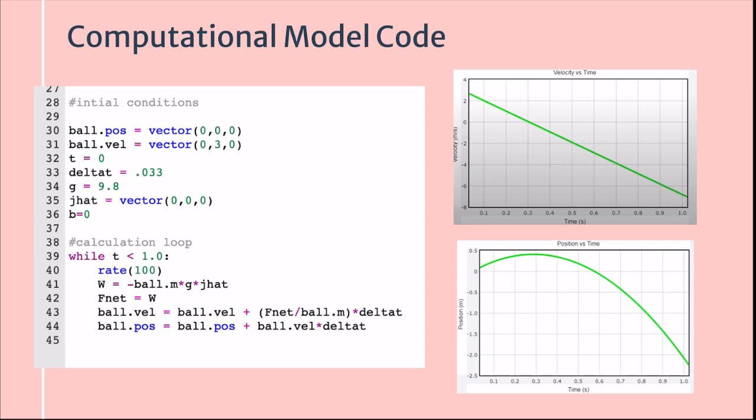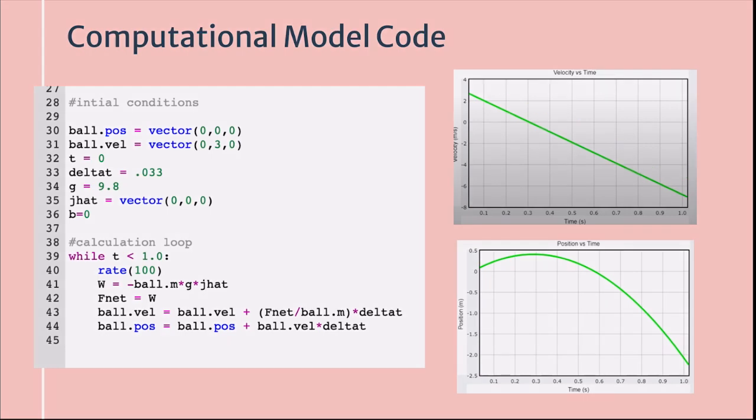The calculation loop that matters the most is calculating W, which is negative ball.m, the mass of the ball, times gravity times j hat, which gives the force on the ball due to gravity. So obviously F net equals W. And then the ball's velocity, which is the velocity update formula stated earlier, and then the ball position update formula, which is also the formula stated earlier.